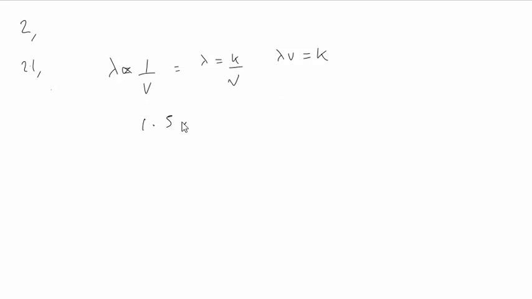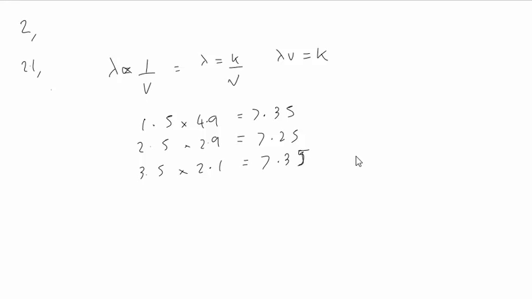1.5 times 4.9 gives 7.35. 2.5 times 2.9, that should be 0.9, gives 7.25, and 3.5 times 2.1 gives 7.35. These are so close as to be a constant, and therefore the relationship is correct.